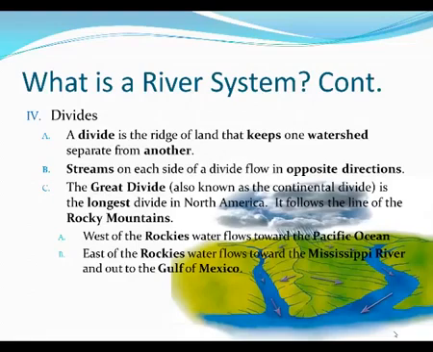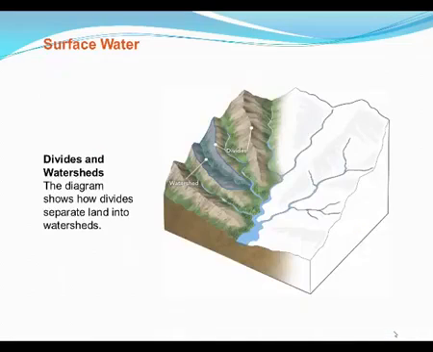Divides. A divide is a ridge of land that keeps one watershed separated from another. Streams on each side of the divide flow in opposite directions. The Great Divide, also known as the Continental Divide, is the longest divide in North America. It follows the line of the Rocky Mountains. West of the Rocky Mountains, water flows towards the Pacific Ocean. East of the Rocky Mountains, it flows towards the Mississippi River, and the Mississippi River eventually dumps out into the Gulf of Mexico.